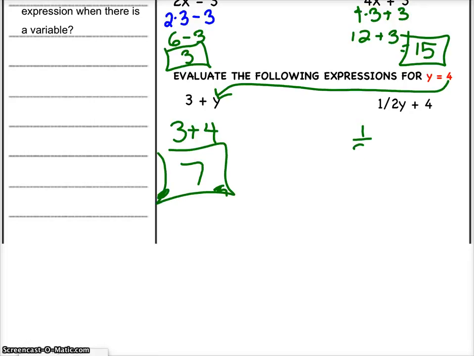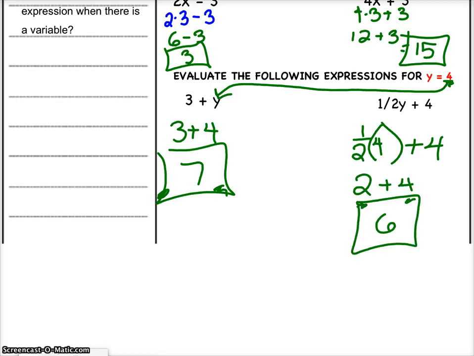So I'm going to go half of 4. Half of 4 plus 4. What's half of 4? 2 plus 4. 6. Do you see? So that means half times y. A vocab word for times is of. So it's half of y. Half of 4, because y is 4. Half of 4 is 2 plus 4. 6. Okay.